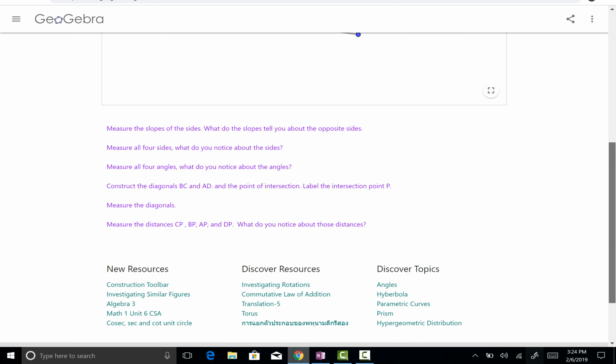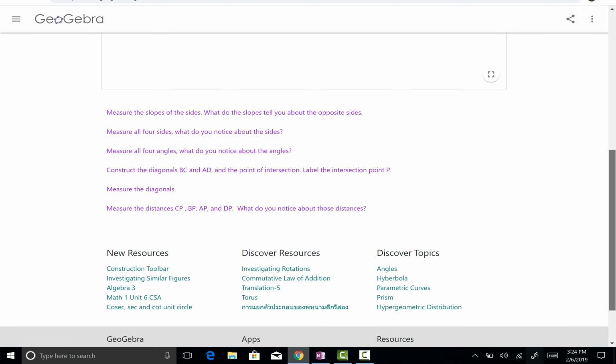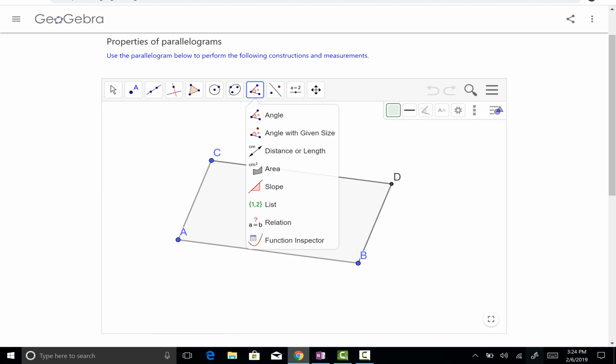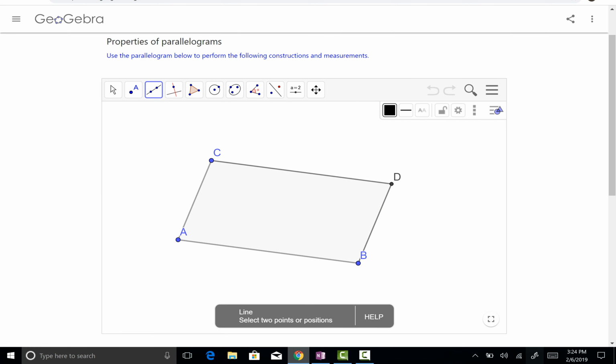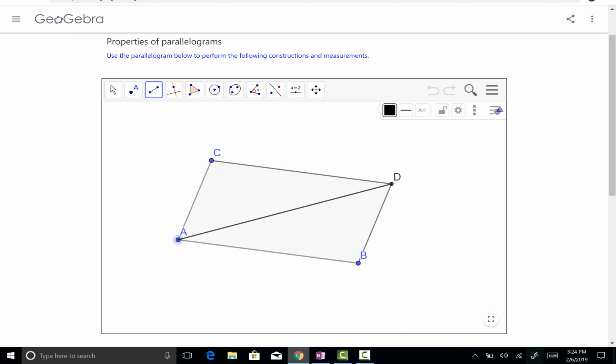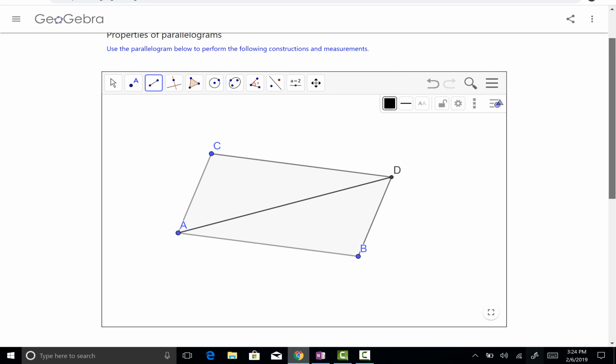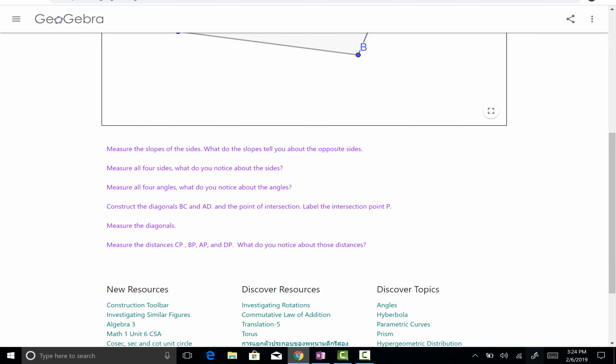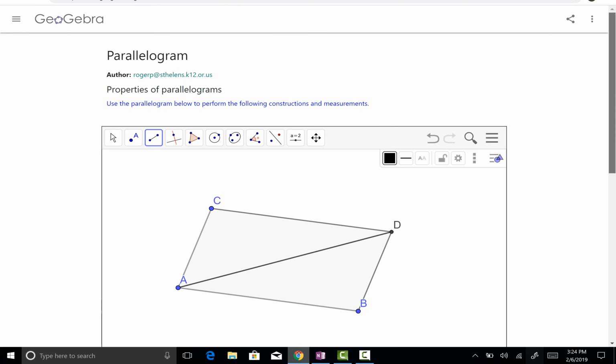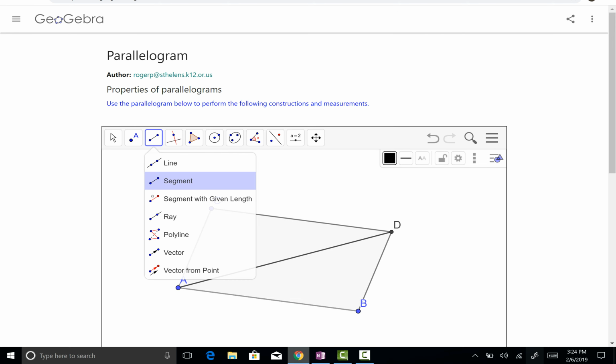Construct diagonals BC and AD and the point of intersection. Label the intersection point P. So then you should go to a segment, right? Go from one opposite corner all the way over to the other one, and that would be your diagonal. And then you would draw another diagonal. Measure the diagonals. Measure the distances CP, BP, AP, and DP. What do you notice?